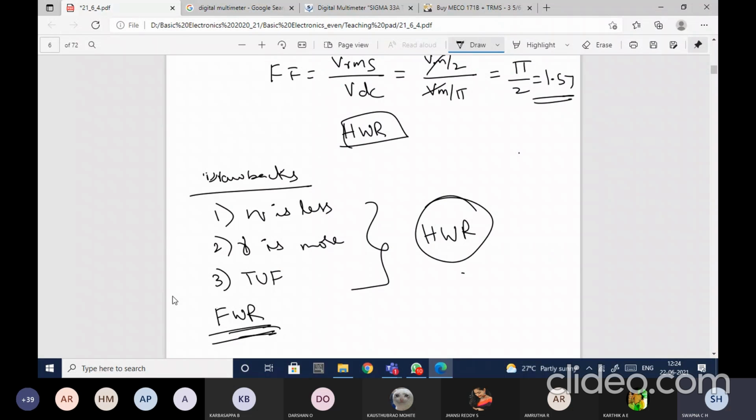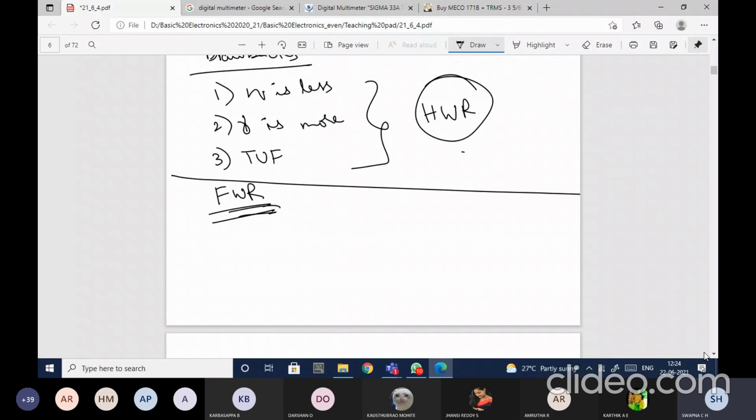Shall I go to the full wave rectifier? Have you all understood the half wave rectifier thoroughly? Yes, ma'am. Okay, fine. Now let me go with the full wave rectifier.